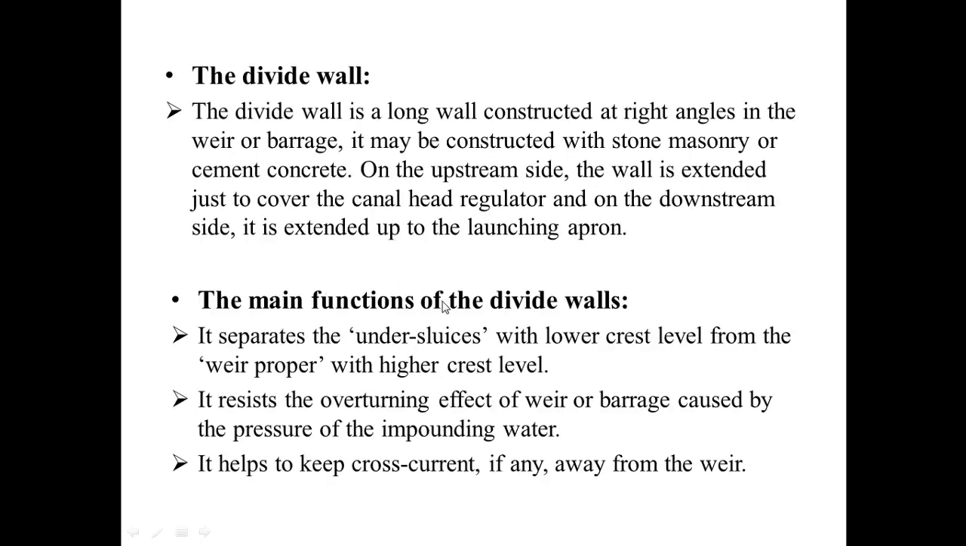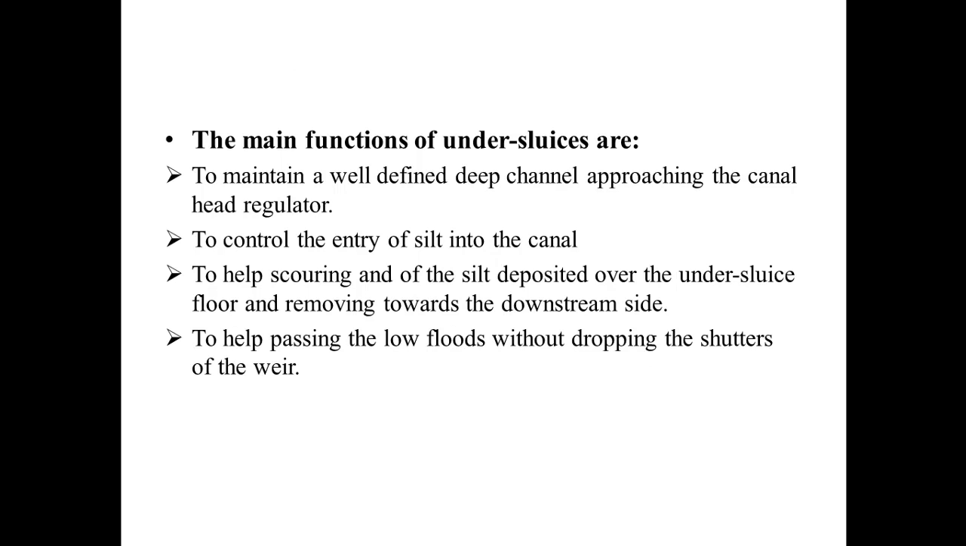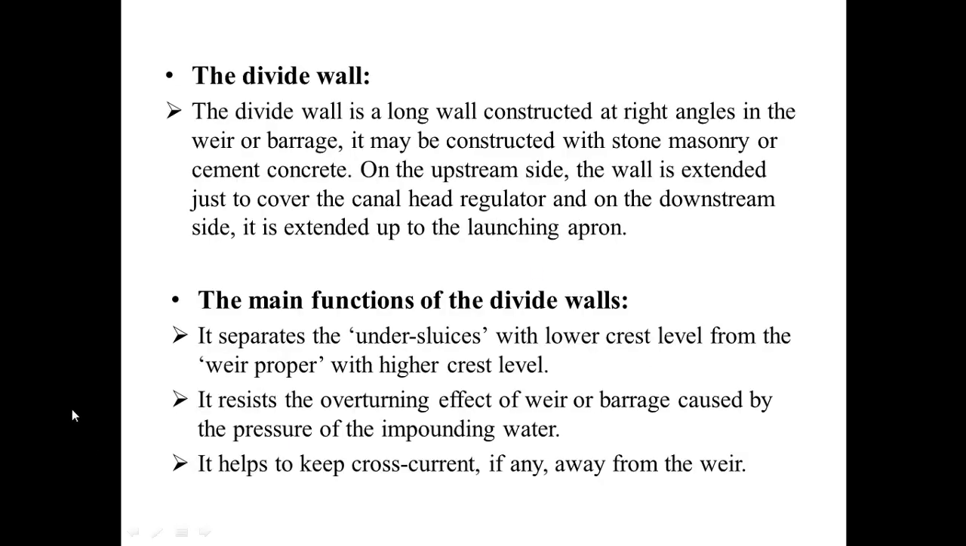The main functions of a divide wall are: number 1, it separates the under sluices with lower crest level from the weir proper with higher crest level. Means that it separates the under sluices portion from the normal weir portion. This is function number 1 of a divide wall.